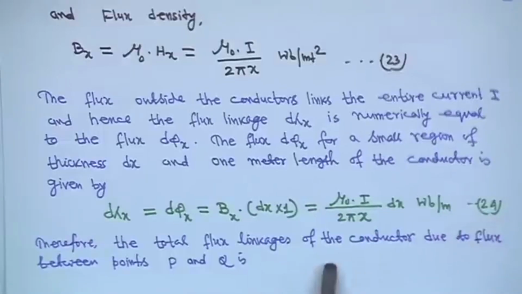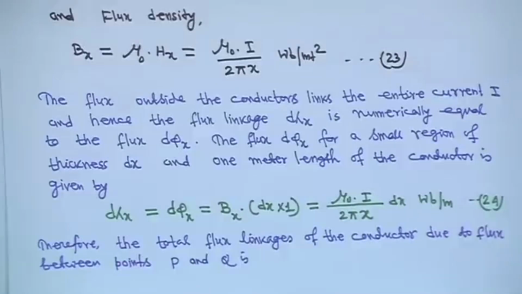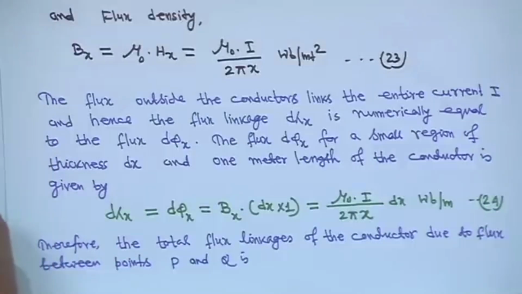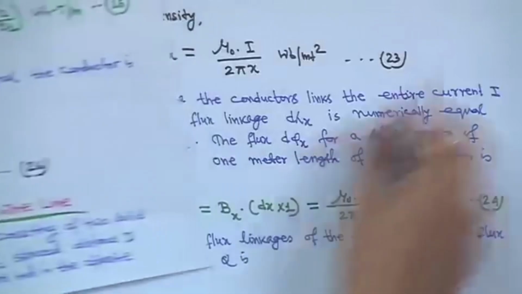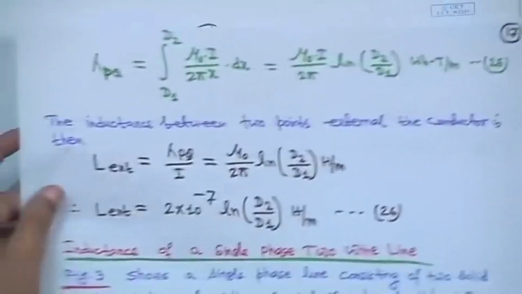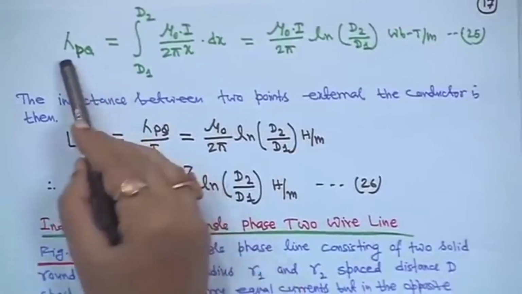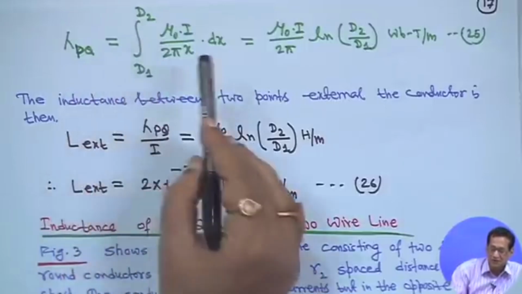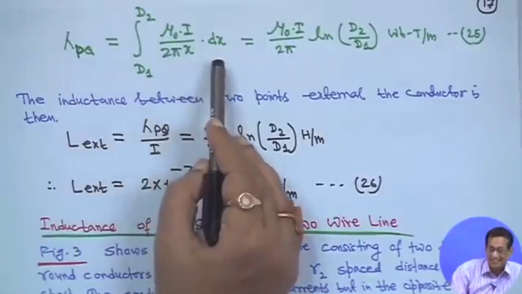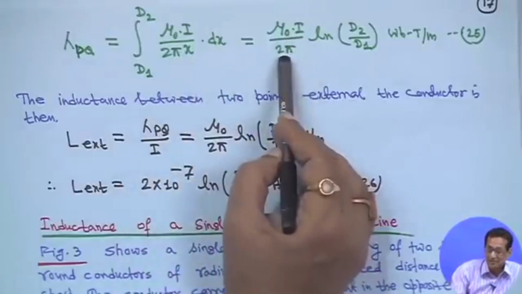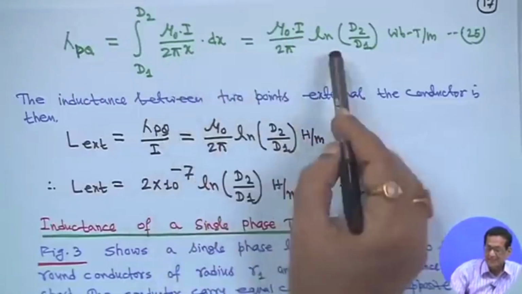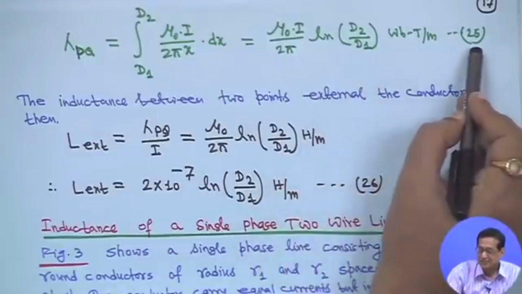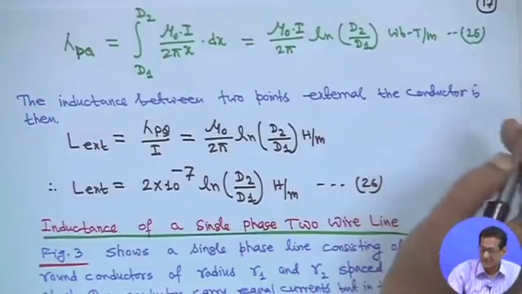Therefore, the total flux linkage of the conductor due to flux between points P and Q we have to obtain. The distance of point P from the center of the conductor is d1 and of point Q is d2. So, what you have to do is integrate this. That means lambda pq, between these 2 points, the integration limit is d1 to d2 of mu 0 into I upon 2 pi x into dx, which is equal to mu 0 I upon 2 pi, and if you integrate it, it will be natural log ln d2 upon d1. This is equation 25.